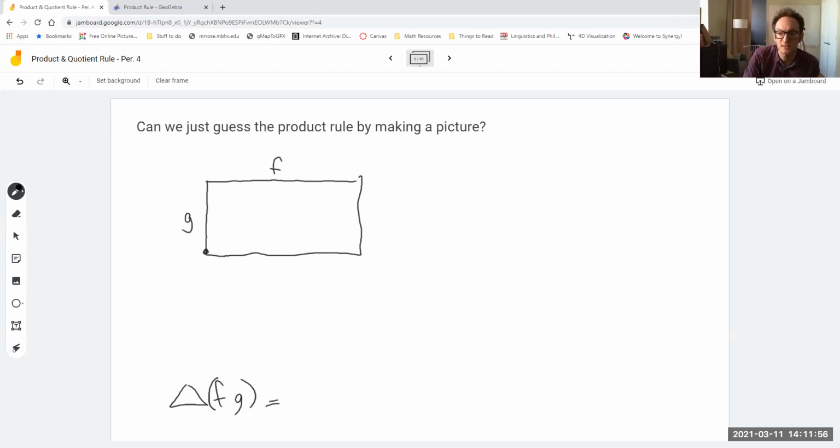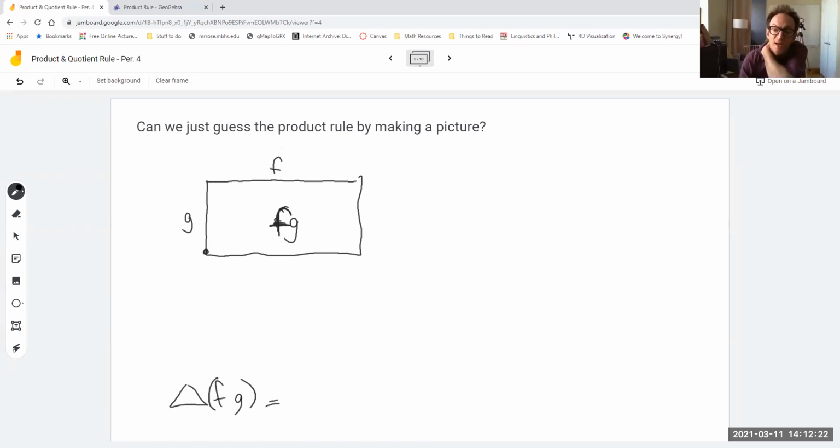So let's let this side of this rectangle represent the value of f at any given moment. As time is changing, this f segment is getting shorter and longer, yeah? And this g segment is getting shorter and longer over time as g changes. And the area of this rectangle is just the product. So that's the value of the function at any given moment.